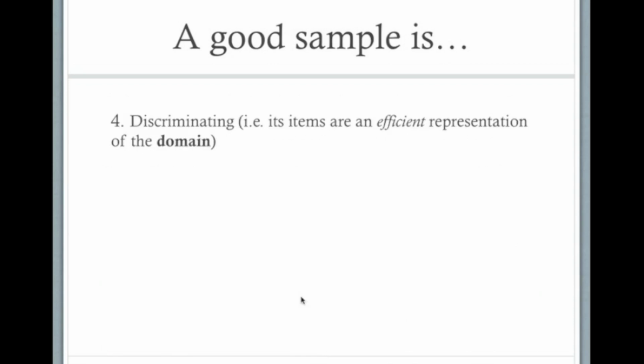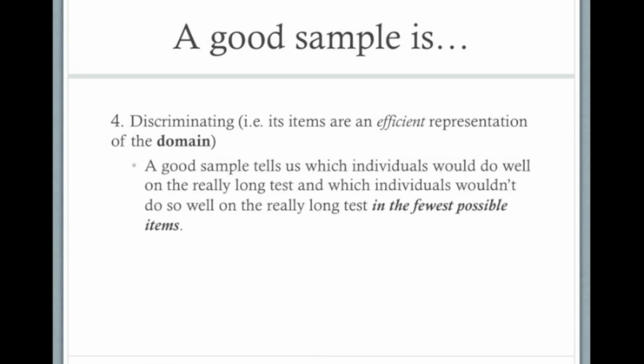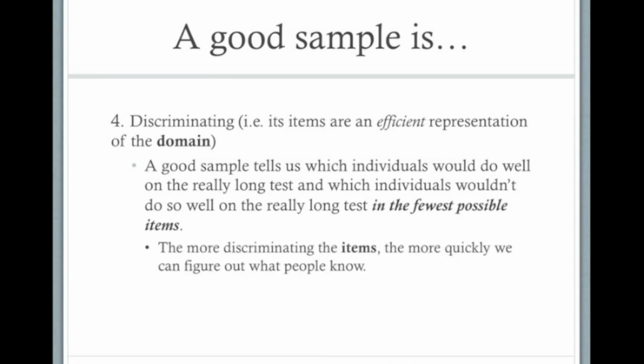And the fourth characteristic of a good sample is that it is discriminating, meaning collectively the items are an efficient representation of the domain. So a good and discriminating sample will tell us which individuals would do well on a really long test and which individuals wouldn't do so well on the really long test in the fewest possible items. The more discriminating the items, the more quickly we can figure this out.